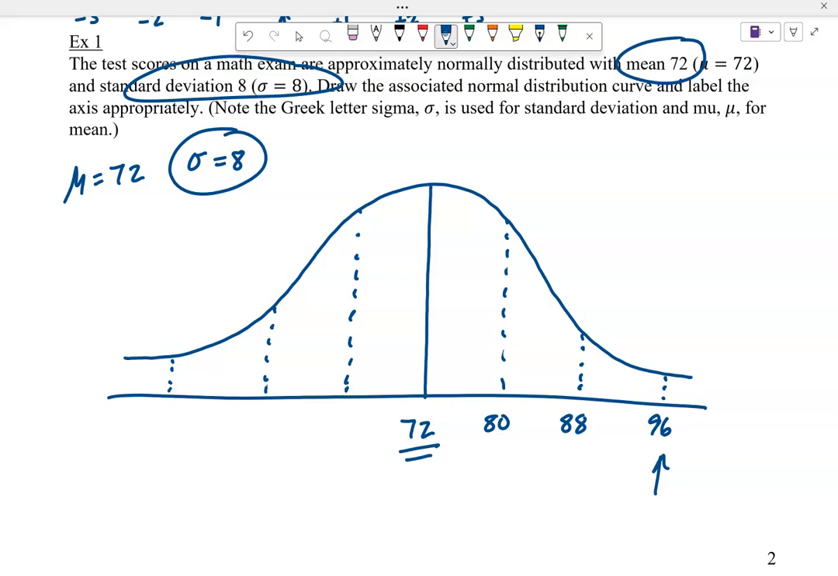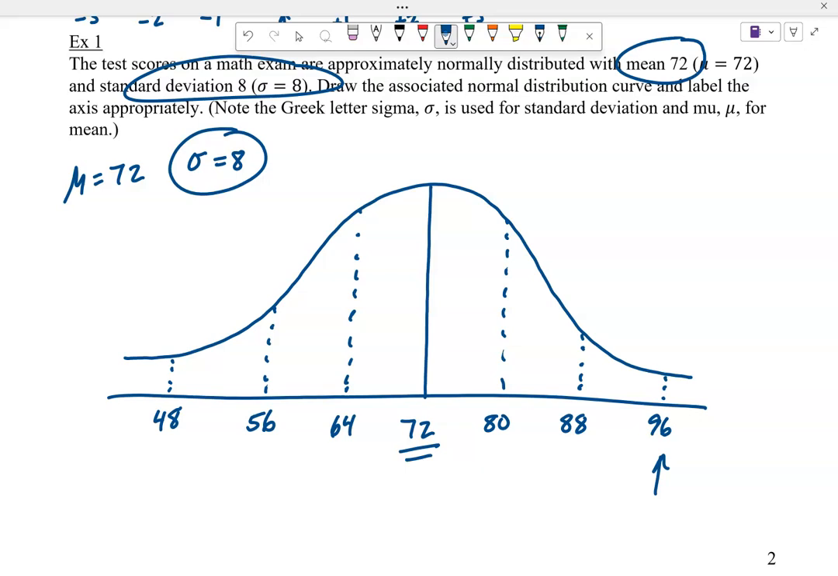Now let's go below. 72 minus 8 gives us 64. That's 1 standard deviation below the mean. 64 minus 8 would be 56. 56 minus 8 would be 48. And so again, we've just drawn the bell curve, extending it out 3 standard deviations above and below the mean.